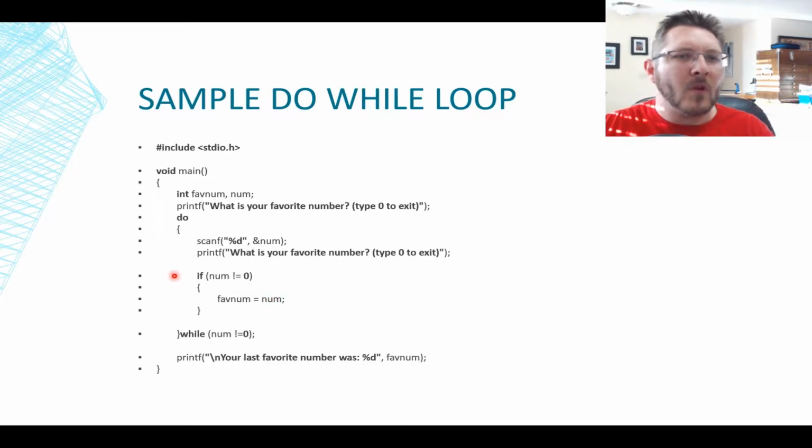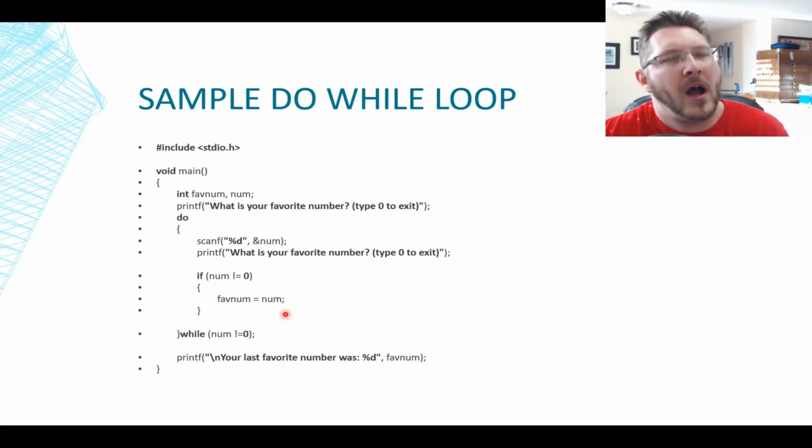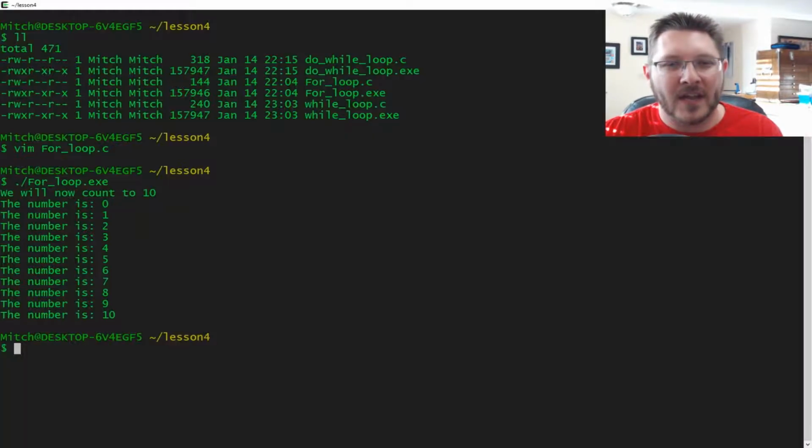Once you type in a 0, it will break out of this and say your favorite number was, and then print out the favorite number. So essentially every time you keep typing in a new number and not a 0, it'll just keep updating this favorite number. That way, if you change your mind, maybe, I don't know. This is just a demo. It's not supposed to make practical sense. All right, so let's go ahead and see what that looks like code-wise.